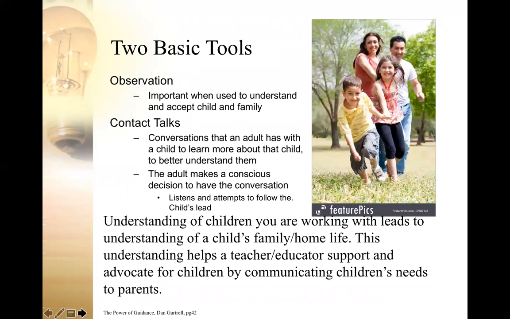So our textbook defines 2 basic tools that teachers can use to learn about students. One is observation, and we know that we use observation for assessment, for the development of children in different academic domains, right? Observation is also important when used to understand and accept child and family. You can observe how the students in your classroom interact with peers, and you may understand how they interact with the other family members. So by observing children in your classroom, you can deduce somewhat, or it might help you to start inquiring about what family relationships look like for your different students.